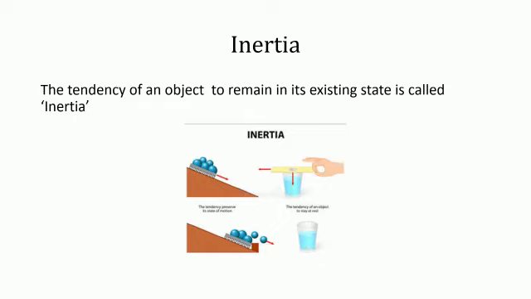Inertia. Inertia is a tendency of an object to remain in its existing state. It means an object which is stationary or at rest will remain in the same state, and an object which is moving will remain in the same state of motion if there is no external force acting on it. Example, a book kept on a table will remain as it is until and unless it is moved.